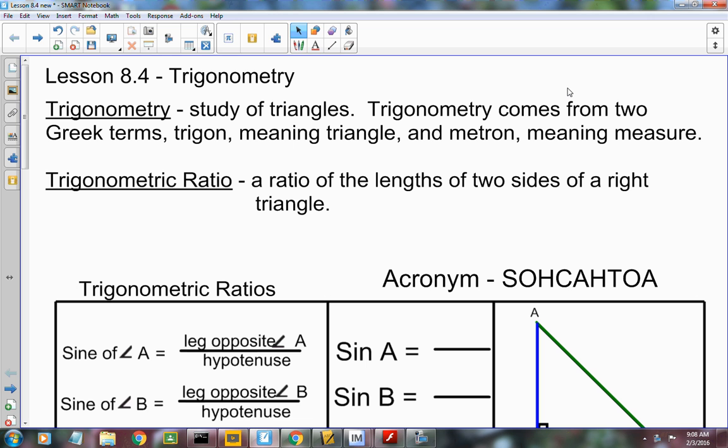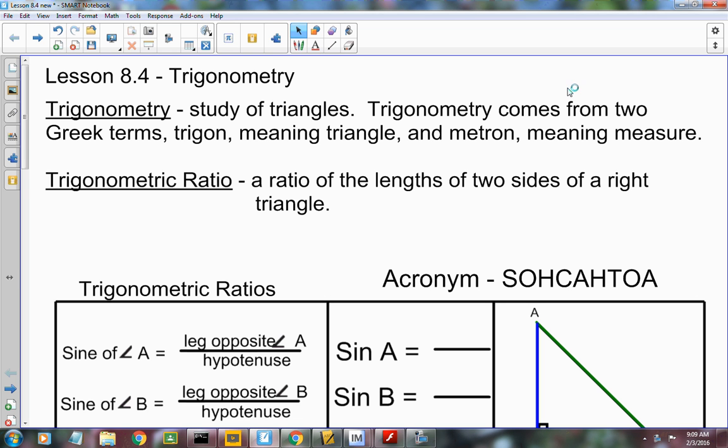How to use Pythagorean theorem. Okay, you use that when you have a right triangle, you know two sides, and you're looking for the third side. We learned about geometric means. Okay, when to use that. We learned about 30, 60, 90, and 45, 45, 90. Okay, today we're going to learn how to take care of all the other situations.